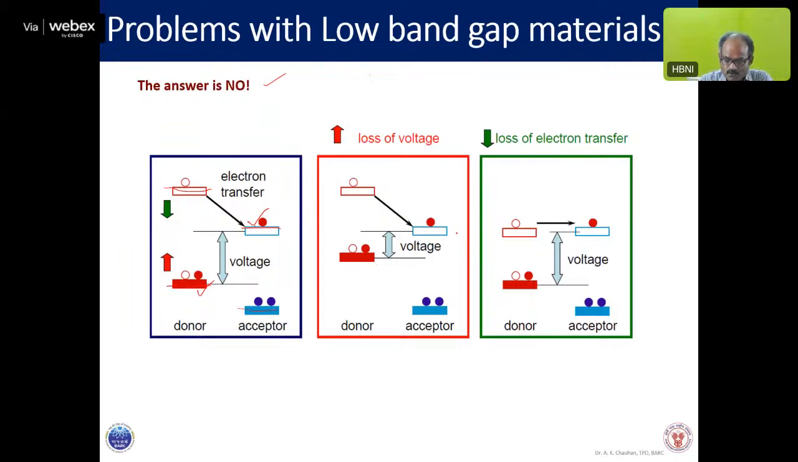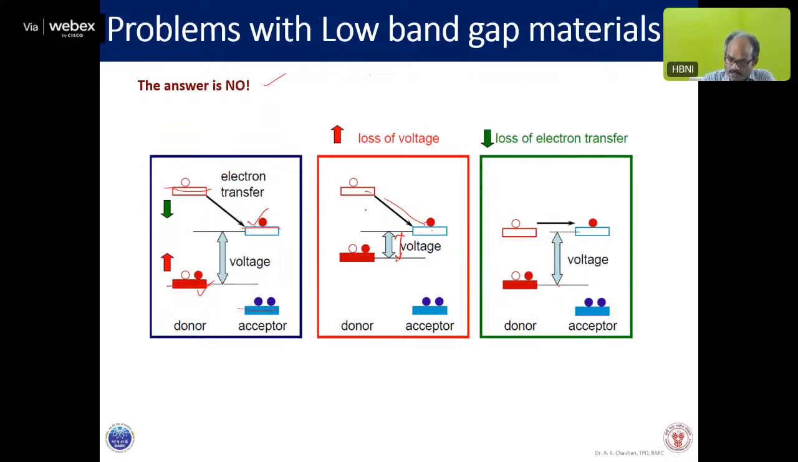Now if you try to have these two very close to each other, the voltage will be reduced. If the voltage is reduced, though current will be increased, voltage will be lost, and even if current is improved, overall you will not benefit. In the ideal case, when both levels are matching, the electron transfer can take place, but still the voltage is reduced.